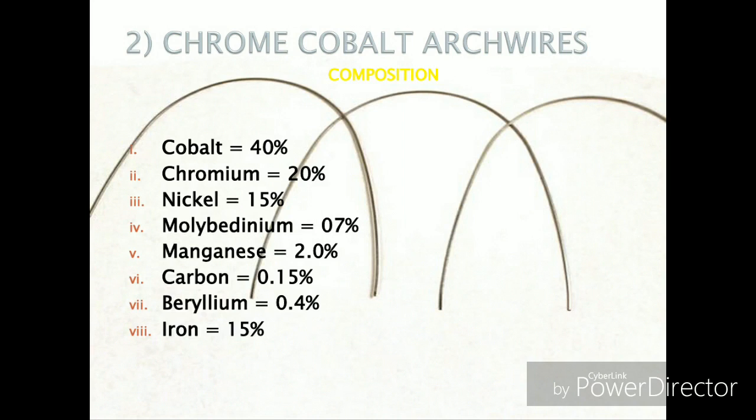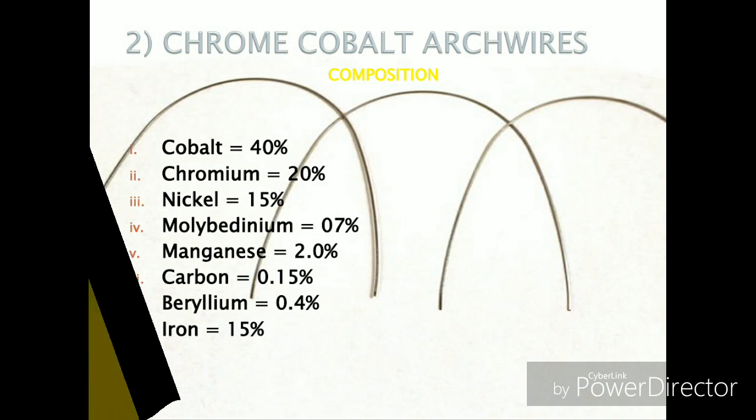Talking about the composition of the chrome cobalt alloy for the arch wires in orthodontics, cobalt is the base element, whereas chromium gives the passivating effect which makes the wire corrosion resistant. Nickel increases the ductility. Molybdenum acts as the hardener. Manganese acts as an oxide scavenger, whereas carbon increases the strength, hardness, and ductility. Both iron and beryllium act as hardeners for the chrome cobalt alloy.